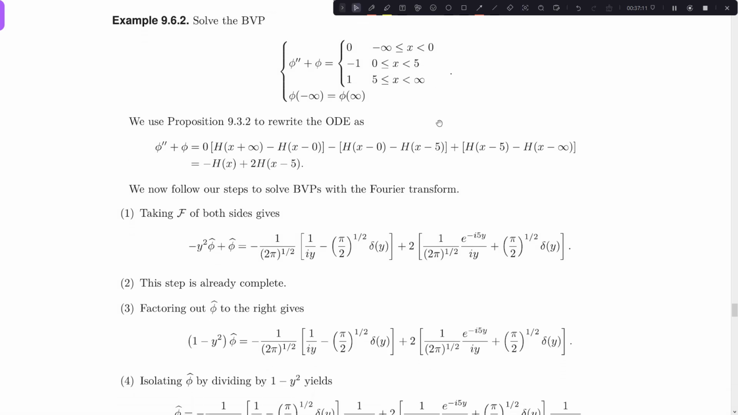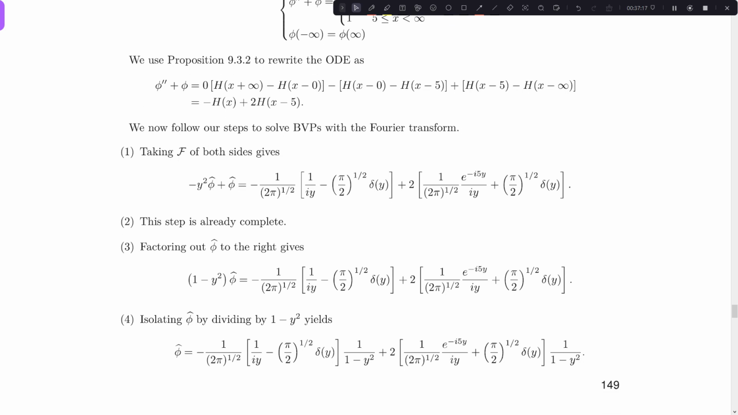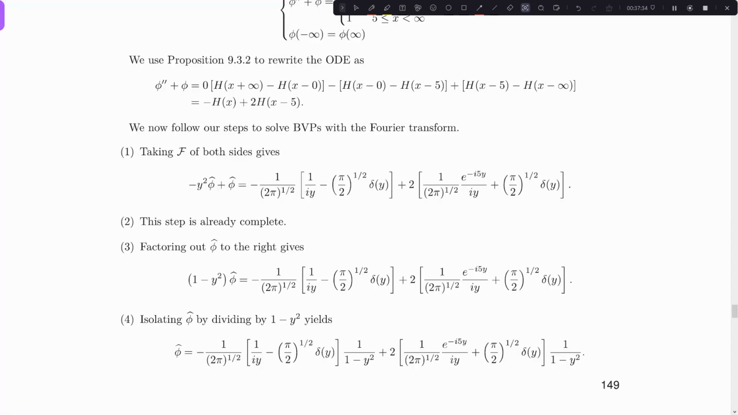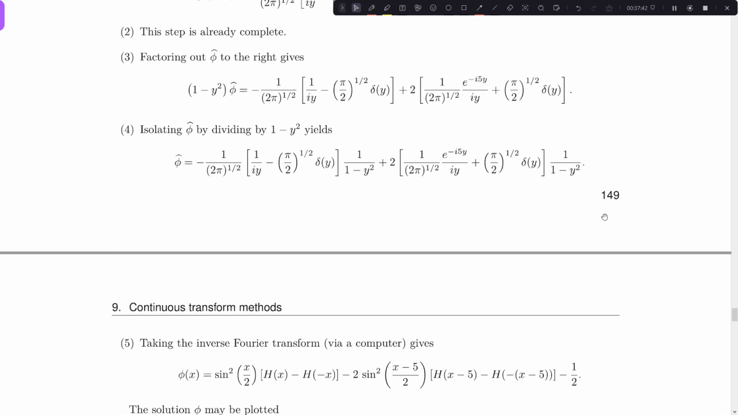Step 2, thankfully, is already complete. In step 3, we factor out phi hat to the right, and then we divide by 1 minus y squared. So once again, my spidey sense is telling me that this should look something like sine. We should see sines and maybe some cosines here, shifted perhaps by 5. And I have to play with my table below until I can get something to work out.